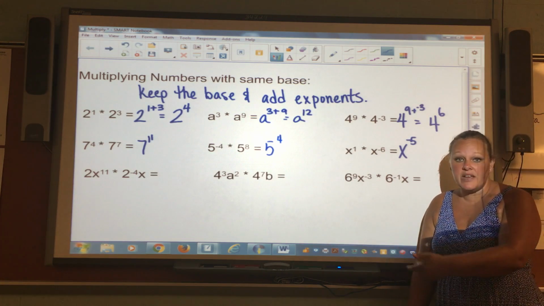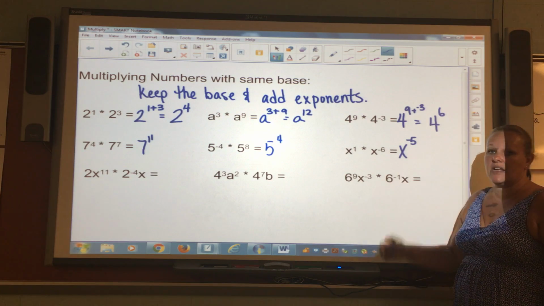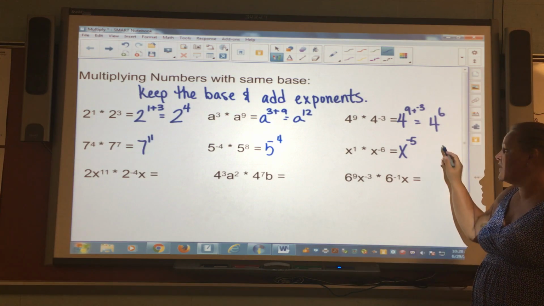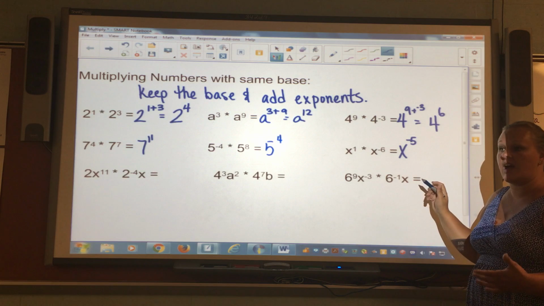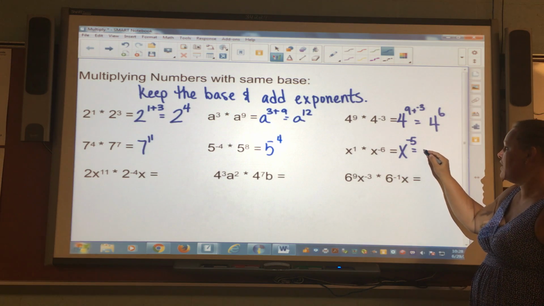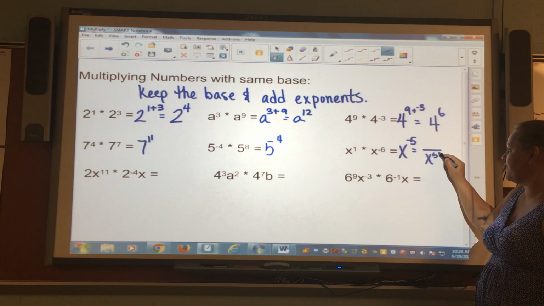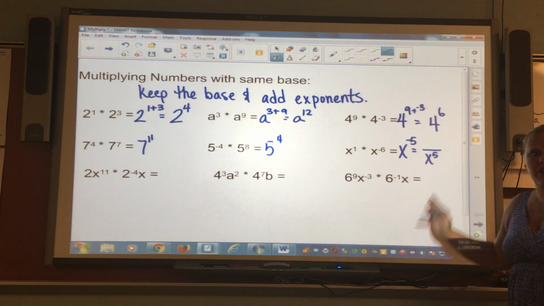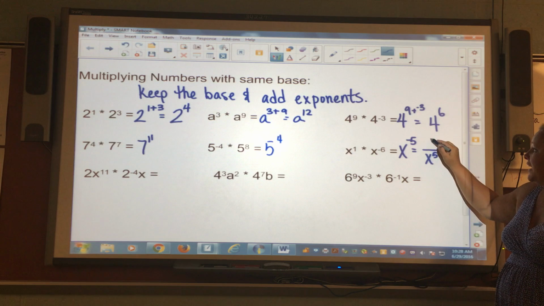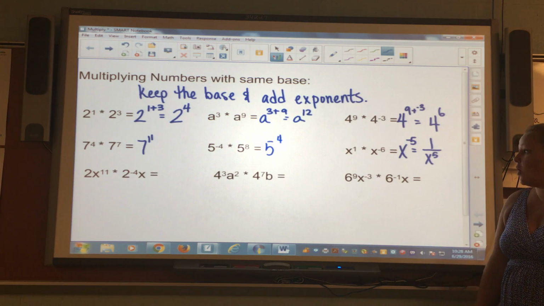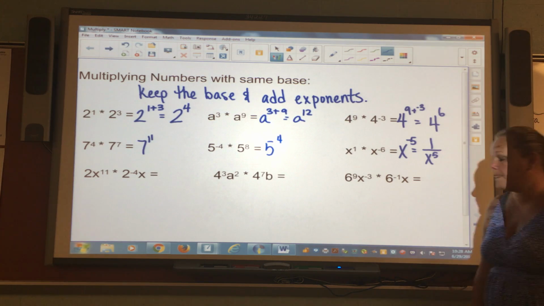But in the previous video, what did we learn about negative exponents? They should move to the other side so that they can become positive. So instead of being on top of the fraction, I'm going to move the x to the 5th to the bottom so that 5 can become positive. And I need to remember to fill in with that 1 on the top of the fraction.